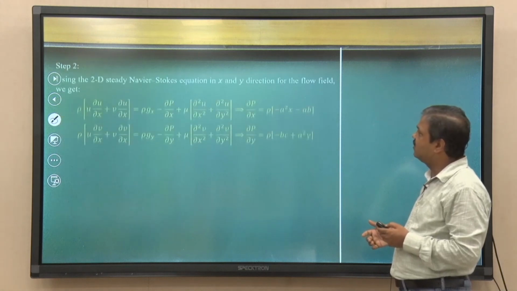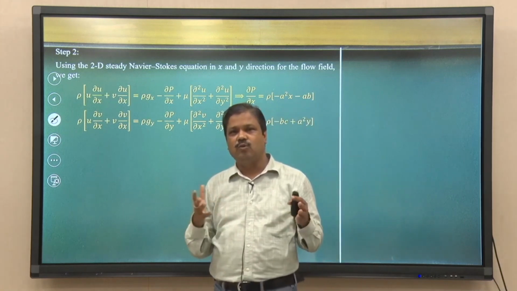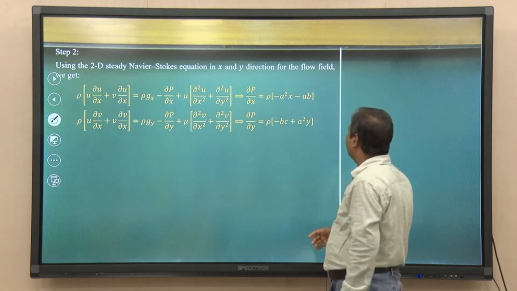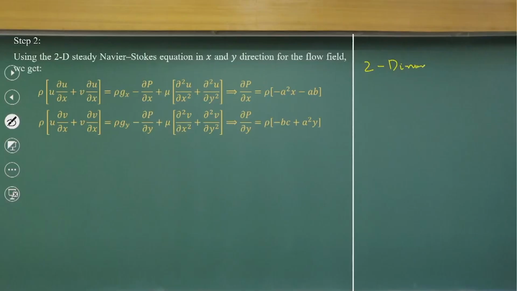In the same way, I will now go for the pressure field calculations. As I said, we have two momentum equations, and we have dropped the gravity components. Again I can write the two dimensional Navier-Stokes equations. Let me write for the x direction, and you can practice the rest. Remember it is steady, so we do not have a local acceleration component, it is a steady flow.